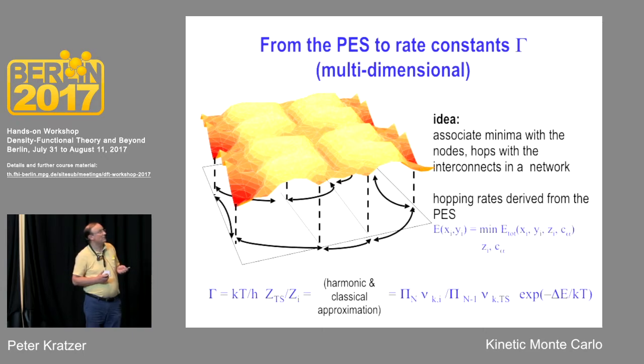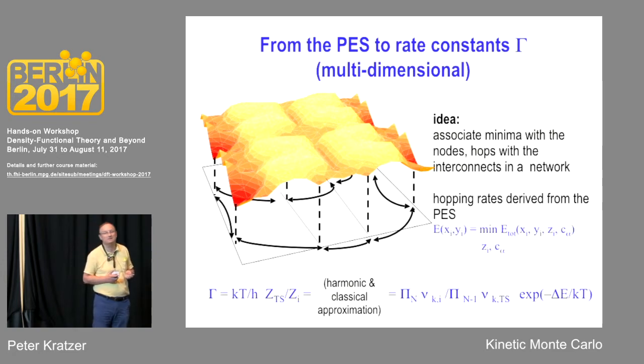Now if you make further approximations like harmonic and classical approximation, then this expression can be broken down into such an expression here where you have again an exponential with a delta E, the energy difference between initial state and saddle point, and you have a prefactor that is given by the ratio of two products, the product of all normal mode frequencies in minimum i, and the product of the normal mode frequencies at the transition state.